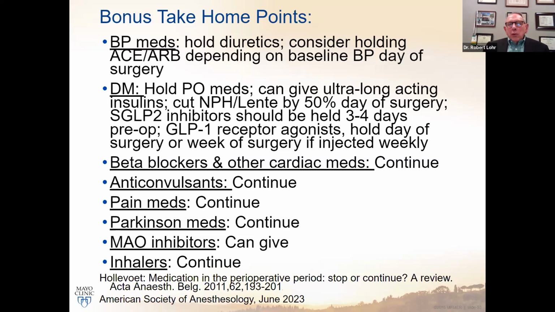You would consider holding ACEs and ARBs depending on their baseline blood pressure. And the reason for this is that there is some reasonable evidence that suggests that patients on an ACE or an ARB will potentially drop their systolic pressure about 30 millimeters with the induction of a general anesthetic. So if you're seeing the patient for the pre-op exam and their baseline pressure is 150, 160 systolic, I don't think I would necessarily hold the ACE or ARB. But if they're really well controlled, 110, 120, I would.